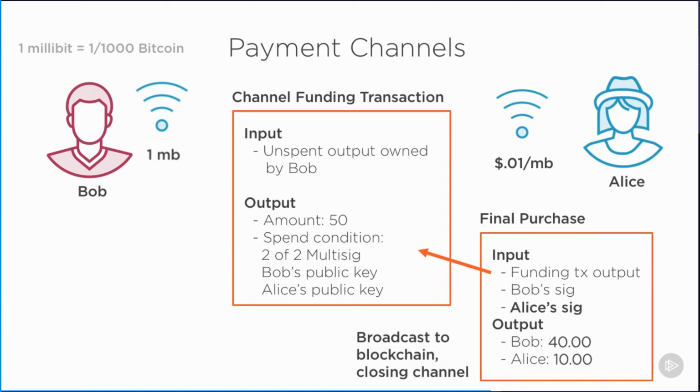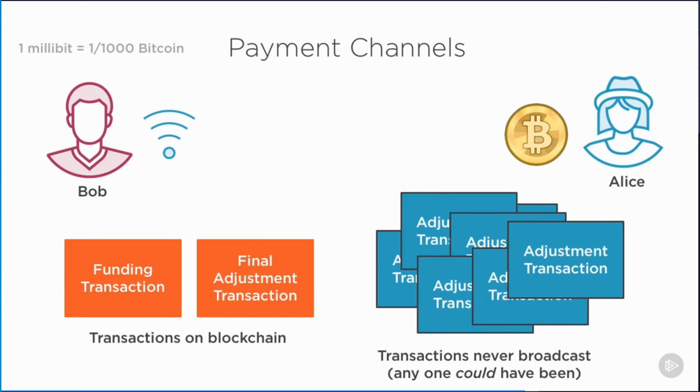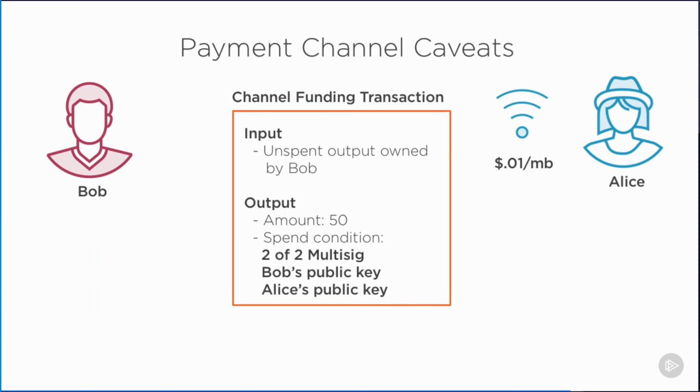At no point was Alice at risk of Bob not paying, as she could have broadcast the last transaction received. And Bob was able to pay for Wi-Fi service 1 megabyte at a time without risking that Alice would run off with any deposit. The payment channel protocol effectively allowed them to exchange 1,000 transactions while only broadcasting and paying the fees for 2 transactions. The middle transactions are real Bitcoin transactions, they're just not posted, allowing payment channels to leverage Bitcoin security without touching the network. There are a few caveats I should point out.